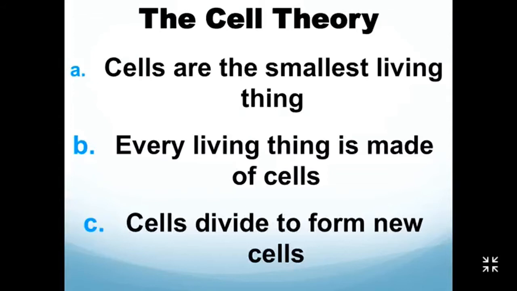Every living thing is made up of cells. Of course, plants, animals, humans are made up of cells. Cells divide to form new cells. That means that there is reproduction, such as undergoing mitosis. So these are the things that they came up with in the cell theory.